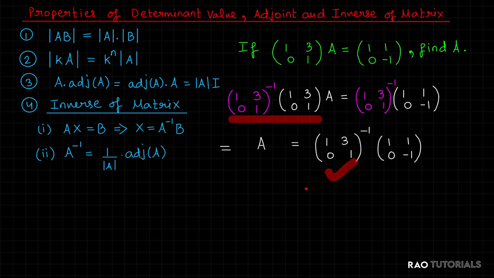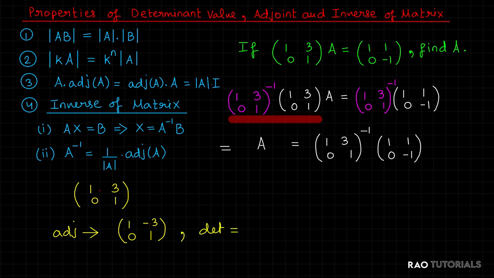To find the inverse, consider this matrix. Its adjoint is, as already discussed, left diagonal element change, right diagonal sign change. The determinant value of this matrix is 1 minus 0, that is 1. So from the formula for inverse matrices, we have the inverse of this matrix as 1 by determinant value into adjoint matrix.